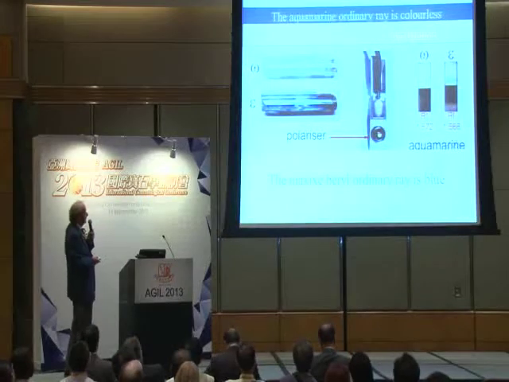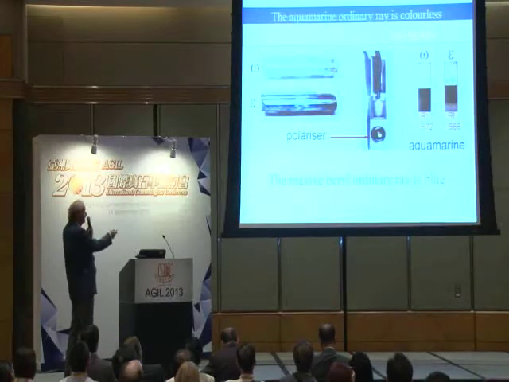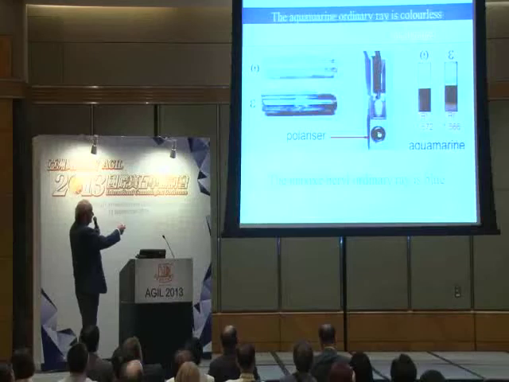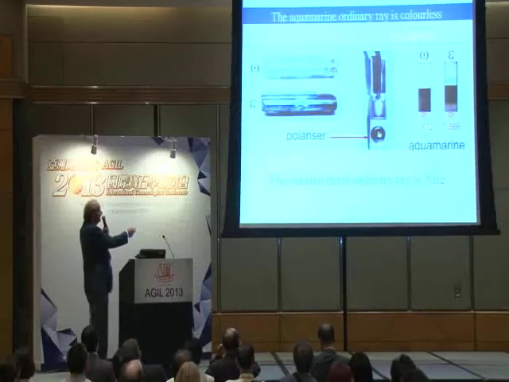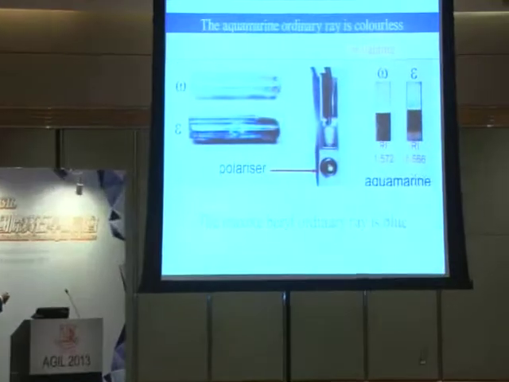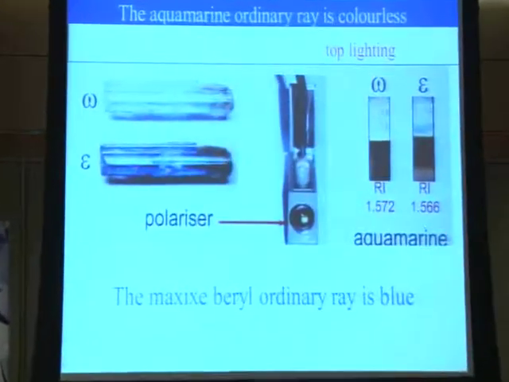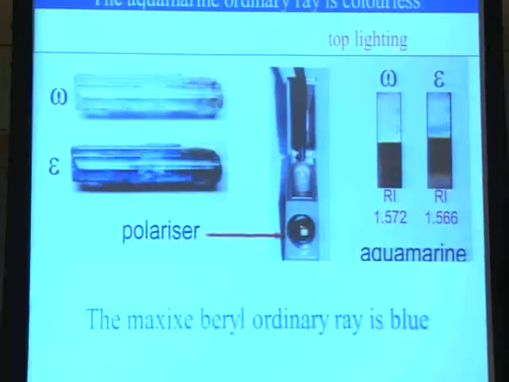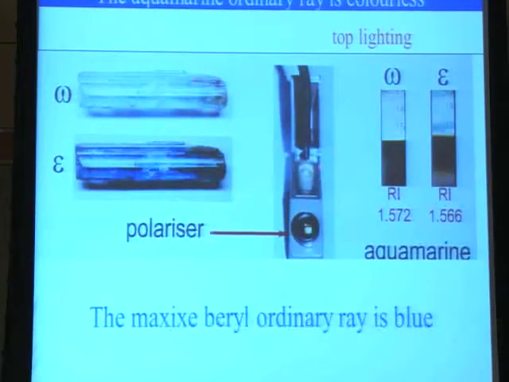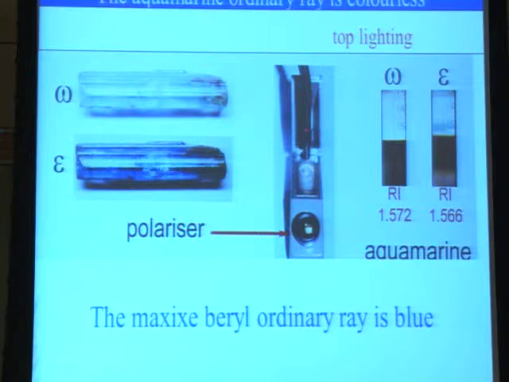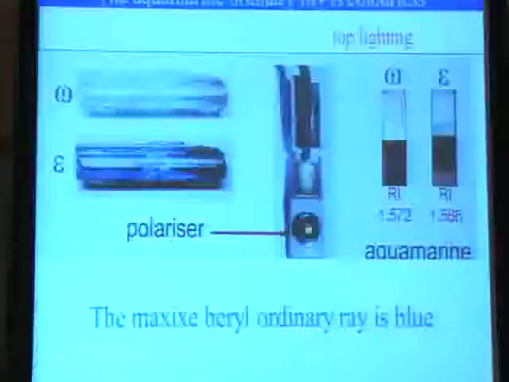Well, first of all, the ordinary ray of an aquamarine is the colorless ray, the color that travels along the crystal. But if we look at the extraordinary ray, the color which is laterally across the crystal, we see the color. Now, if we put an aquamarine onto a refractometer and we use top lighting, then we see that the extraordinary ray is blue, the lower refractive index, 1.566.